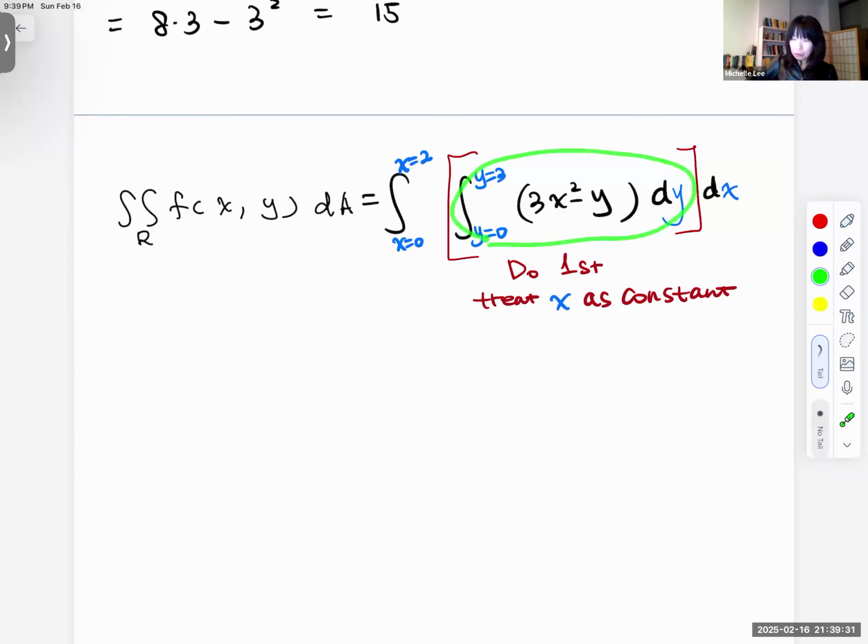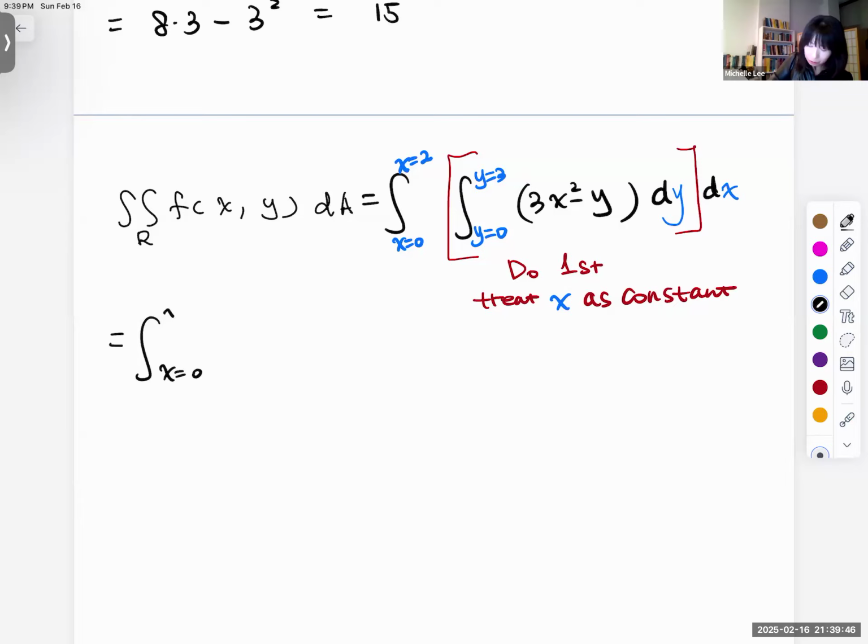So we want to integrate with respect to y, then treat x as constant. Okay, let's do it. So x equal to 0 to 2. X is constant, so we keep that constant. And we have the constant 3. Then we need to integrate with respect to y. So we get y, right?